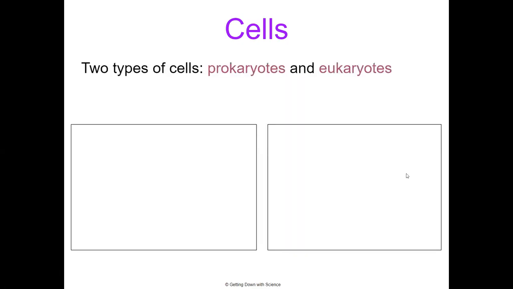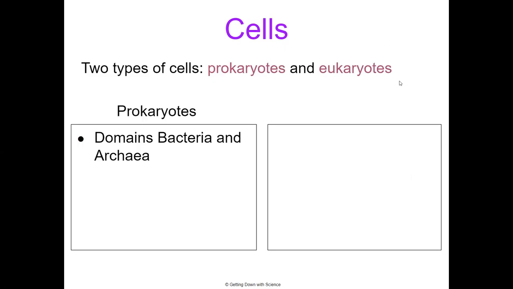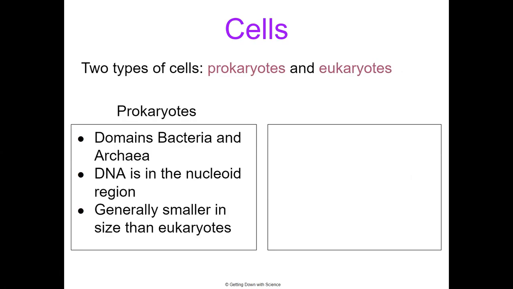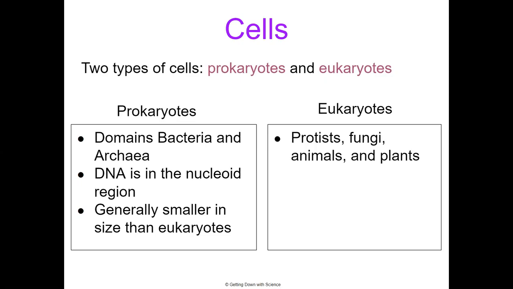Okay, so we have two key types, the prokaryotes and the eukaryotes. Think about it, we did the bacteria and then we had the plant and animal. They were the eukaryotes. The bacteria was the prokaryotes. So prokaryotes are the domains bacteria and archaea. The DNA is in the nucleoid region because we don't have a nucleus in prokaryotes, and they're typically a lot smaller than eukaryotes are. The eukaryotes are protists, fungi, animals, plants, basically anything that doesn't fall into the prokaryote category. And because we have the organelles, the DNA is found in the nucleus for all of our eukaryotes.